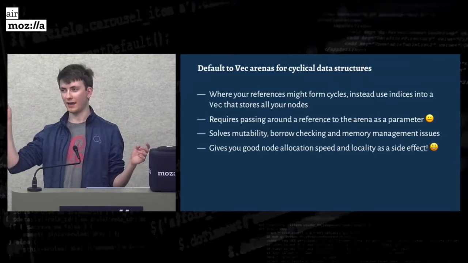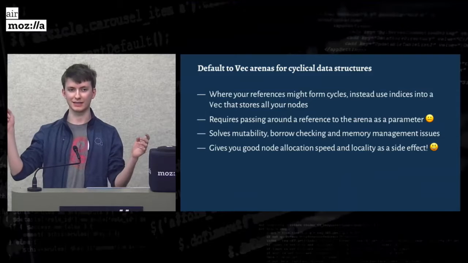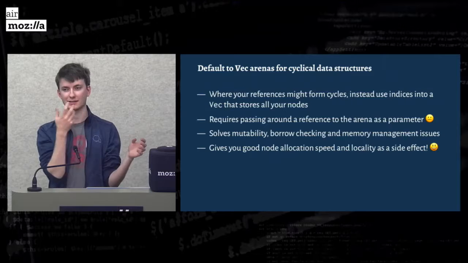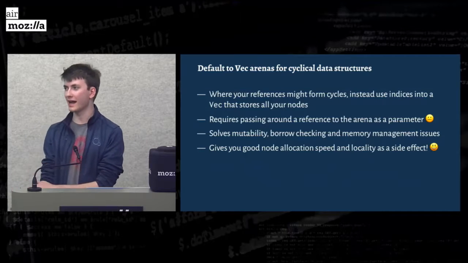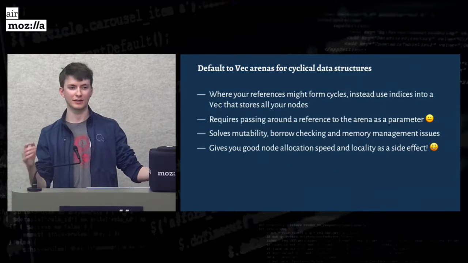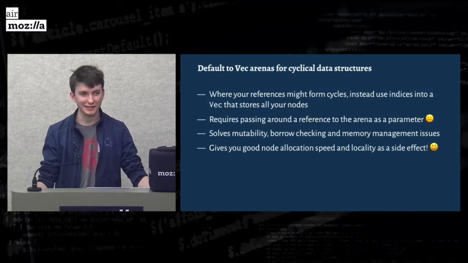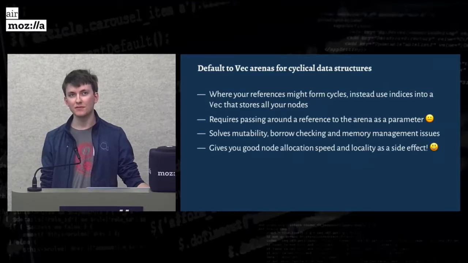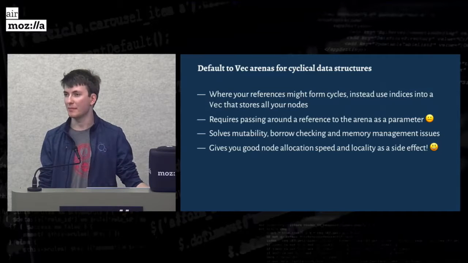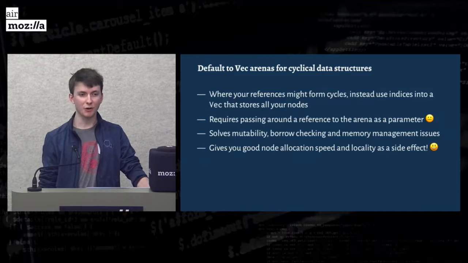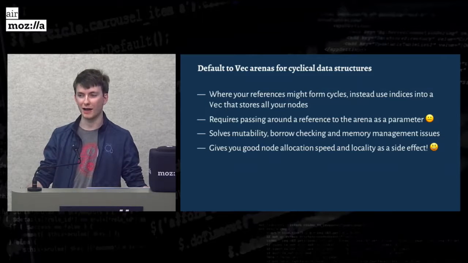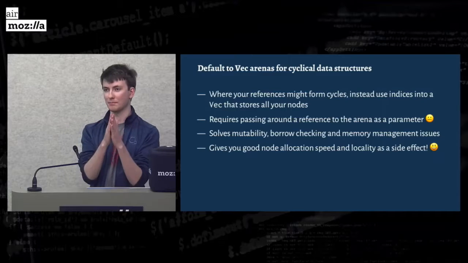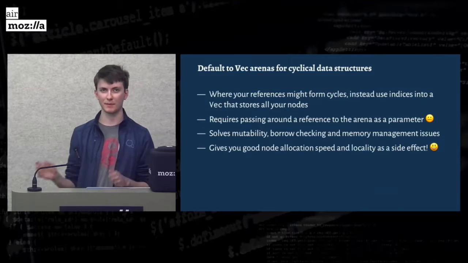And so to look up an adjacent node in your graph or your linked list or whatever, you just take the index and look it up in the vector, and that's your other node. This has the downside that you have to pass the vector along with your node to a lot of your functions, and that is a real pain, I say. However, it solves a lot of the mutability and borrow checker and memory management issues associated with this, and you also get the side effect that your node allocation speed is good since it's the exponential resizing vector, and most of the time when you're allocating it's just a pointer bump.